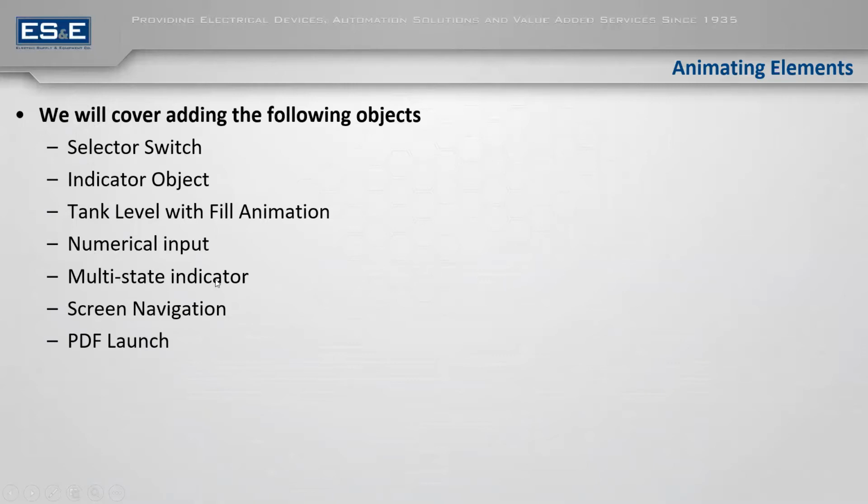We have a multi-state indicator. For ours, we're only going to create two states, but you'll see how to create many. We'll have simple screen navigation between two separate screens. And then lastly, we are going to have an ActiveX to create a PDF launch.